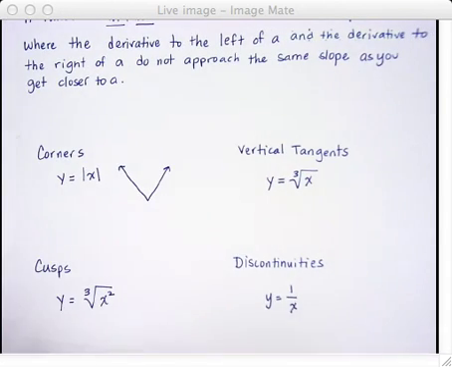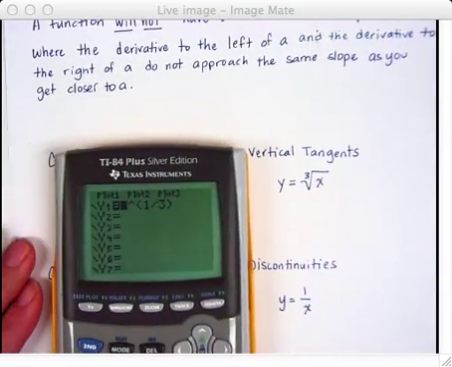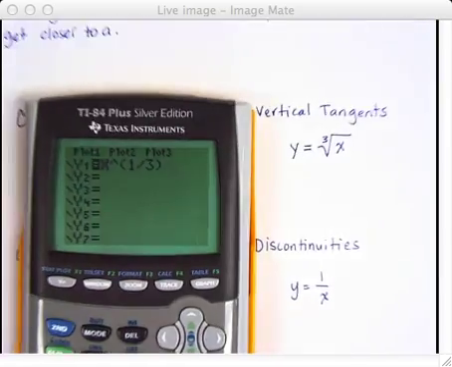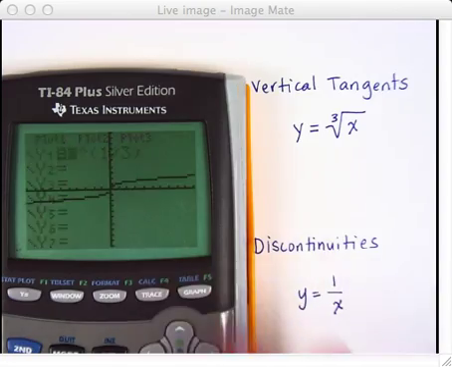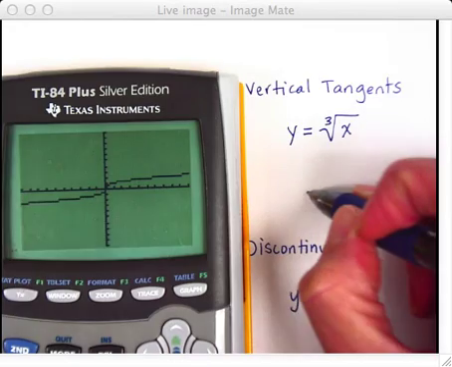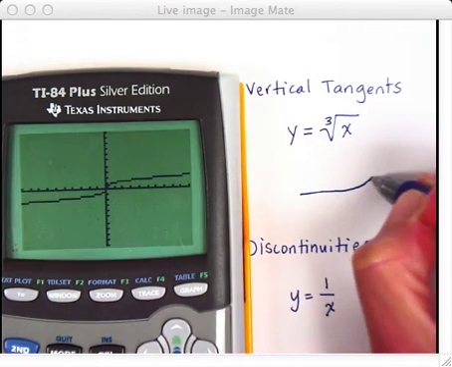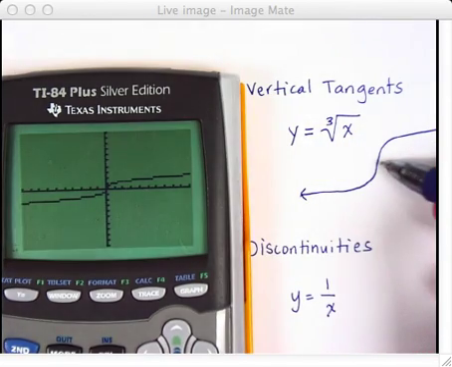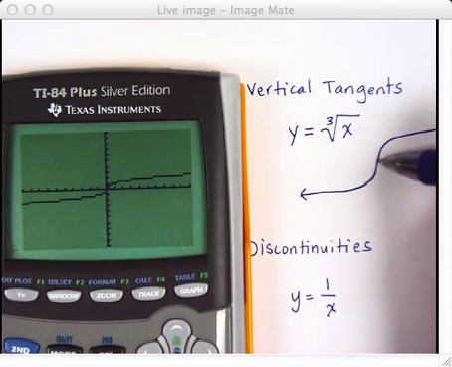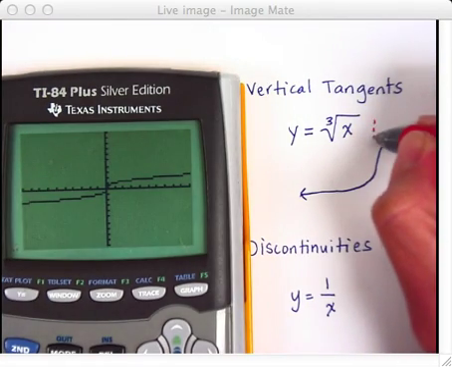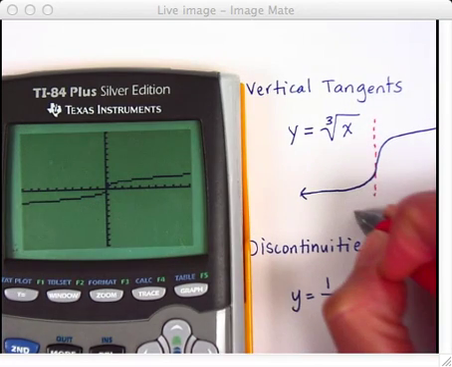All right, the other is called vertical tangents. Now, if you were to type in y equals the cube root of x into your calculator and graph, here's what's happening right here in the middle. It actually looks like this, okay? And as you get towards the middle where this change in concavity happens, there's a vertical line there. And there, your slope is undefined.